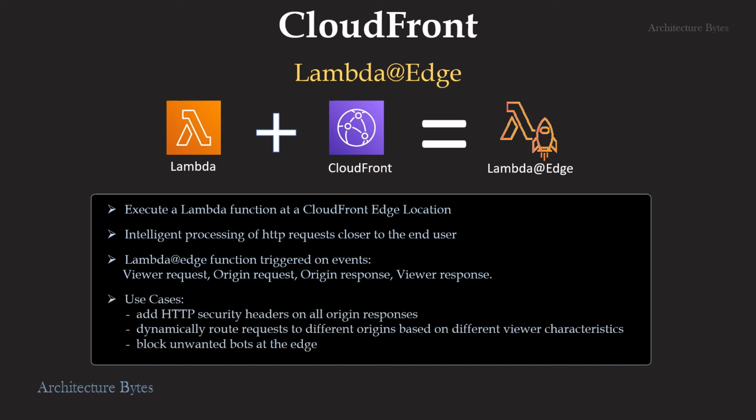So where would you use this? Here are some sample use cases. Adding HTTP security headers on all origin responses. Dynamically routing requests to different origins based on different viewer characteristics. Blocking unwanted bots at the edge, and so on.